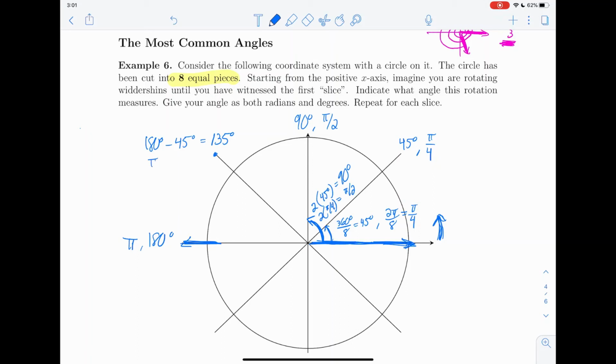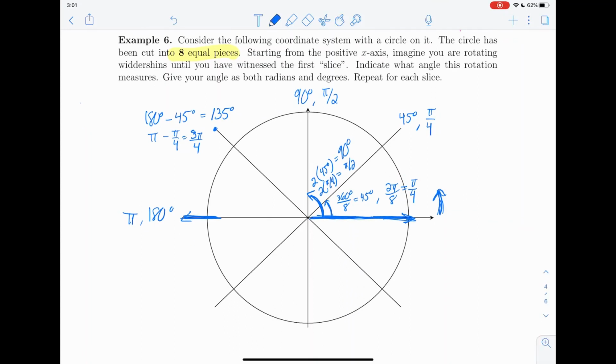Otherwise known as, if you did it in radians, you could do pi minus pi over 4, which then gives you 3 pi over 4. Whereas, for example, down here, you would then have half the pie plus a slice. So here you'd have half the pie plus a slice, which would be 5 pi over 4, otherwise known as 180 degrees plus 45 degrees. This would be 225 degrees.